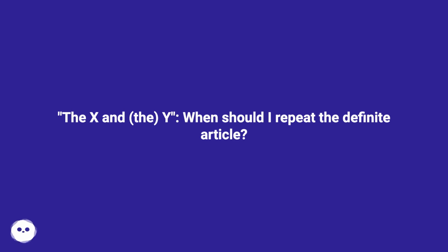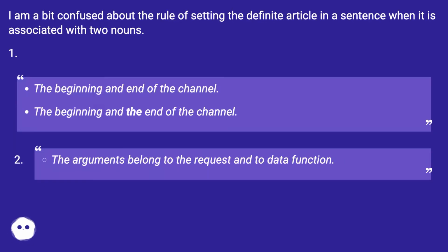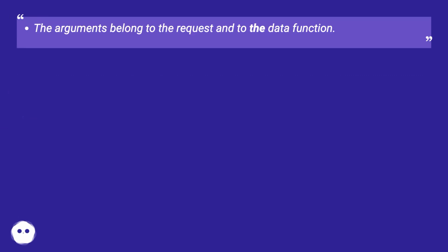The X and the Y. When should I repeat the definite article? I am a bit confused about the rule of setting the definite article in a sentence when it is associated with two nouns. 1. The beginning and end of the channel. The beginning and the end of the channel. The arguments belong to the request and to data function. The arguments belong to the request and to the data function.